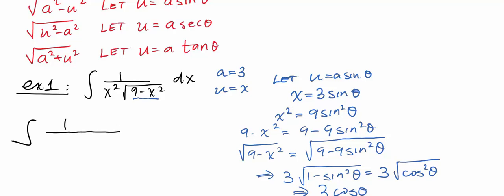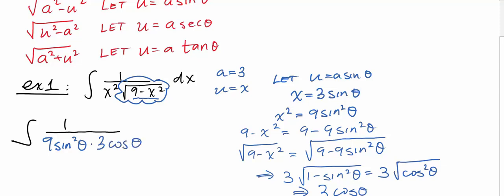For x squared, we're going to replace that with 9 sine squared of theta. And then the radical 9 minus x squared we saw earlier can be replaced with a 3 cosine of theta. The most common mistake that students make is they forget to substitute for dx. So we actually need to figure out what that is. Well, if x is 3 sine theta, then dx is just going to be 3 cosine theta d theta, because you move the d theta over. So we need to put that in as well. That's very important that we don't forget this.